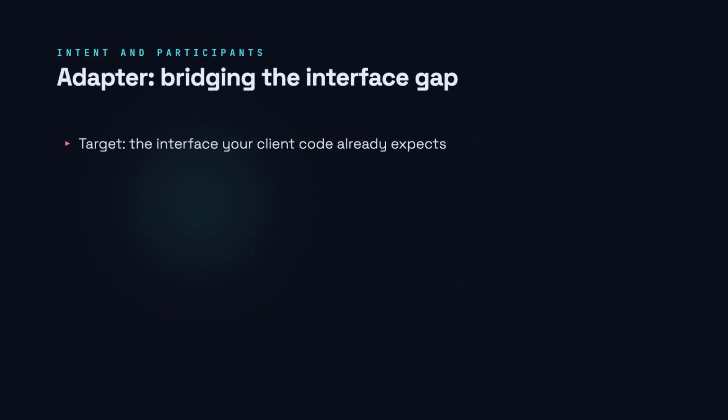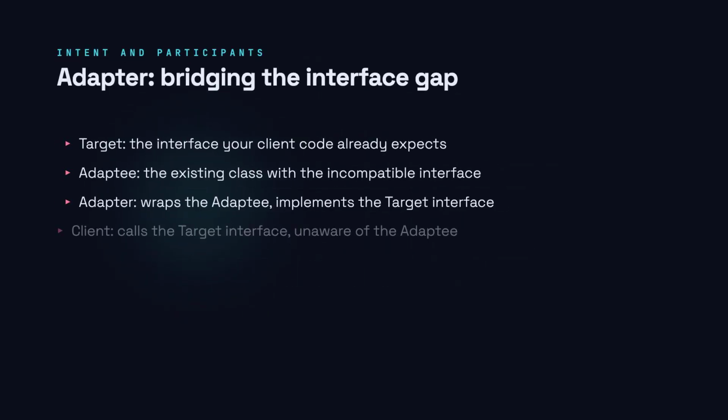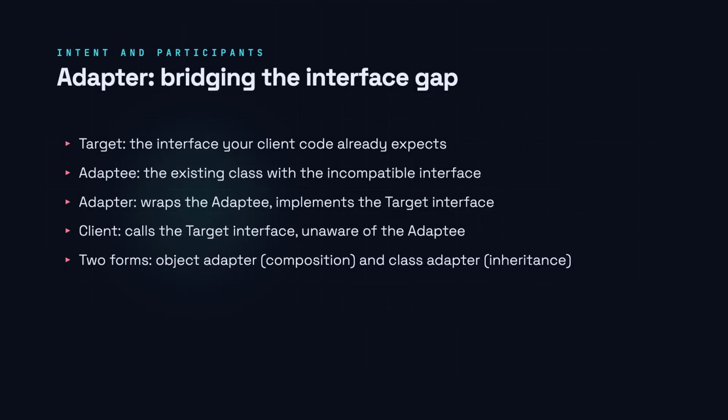The pattern has four named roles. The target is the interface your existing client code is written against. It defines the method names the client calls. The adaptee is the class you want to reuse but whose interface is different. The adapter is the glue. It implements the target so the client is happy, and internally it delegates to the adaptee to do the real work. The client never knows the adaptee exists. There are two forms, the object adapter, which holds the adaptee by composition, and the class adapter, which inherits from it. Composition is almost always preferred in TypeScript.